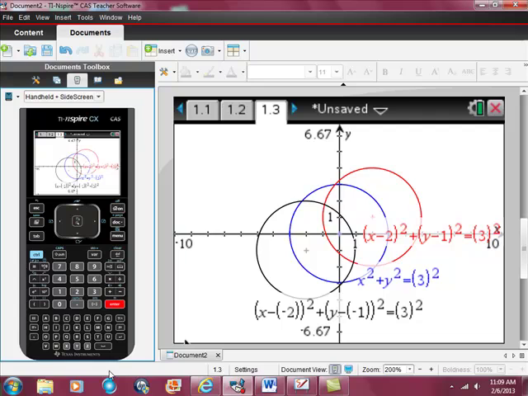Alright, so there's how to graph a circle and how to transform that circle, how to move that thing from the origin using this equation.